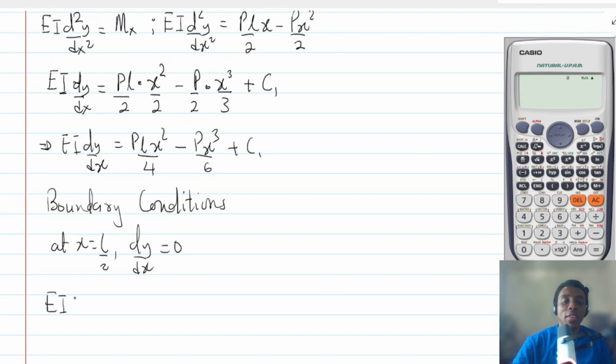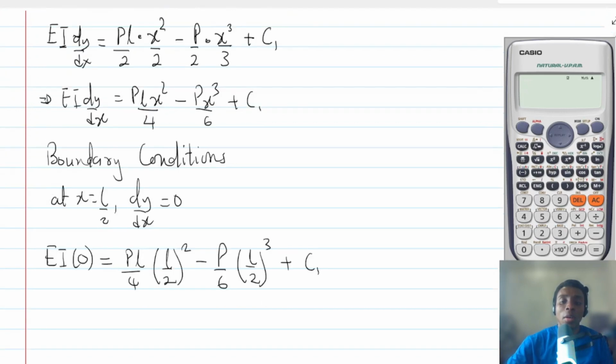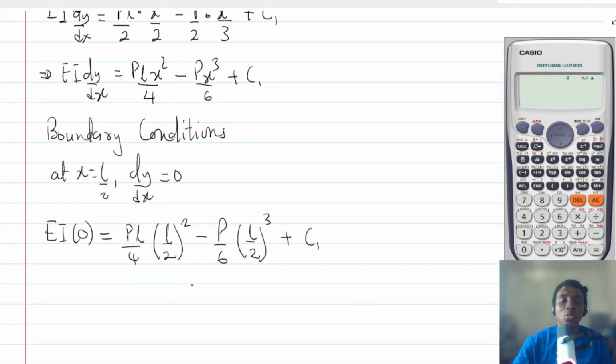So we have EI dy/dx is 0, PL over 4 x squared, where x is L over 2 squared, minus P over 6 x cubed, which is L over 2 cubed, plus C1. Right now we need to solve for C1, isn't it? So 0 is equal to PL cubed divided by 4 multiplied by 2 squared, which is 16, minus PL cubed over 6 multiplied by 2 cubed.